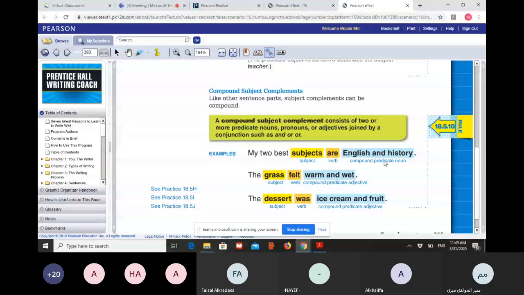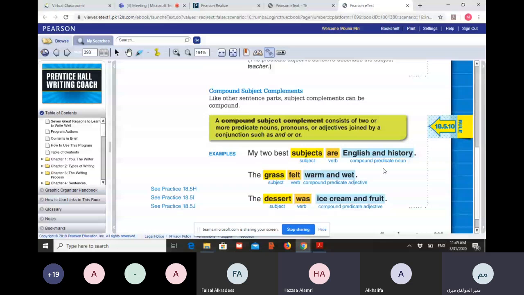Teacher, can I read? Yes, please. Compound subject complements. Like other sentence parts, subject complements can be compound. A compound subject complement consists of two or more predicate nouns, pronouns, or adjectives joined by a conjunction such as and or or. Example: my two best subjects are English and history.